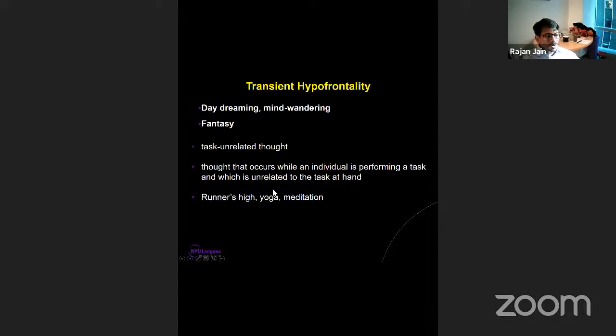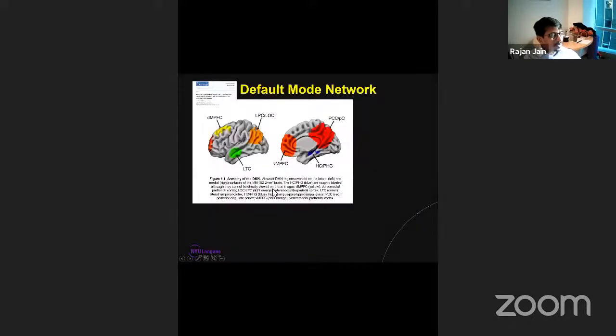The reason I'm talking about this is because this is a trait which is much more commonly seen in creative individuals, people who are artists, whether singers, musicians, painters, any kind of artists. You see this kind of trait, this kind of mind wandering and daydreaming or transient hypofrontality, a little bit more. Now, how to connect it with science and resting state functional MR?